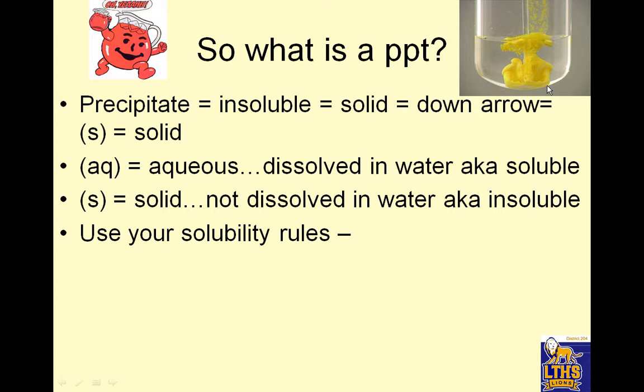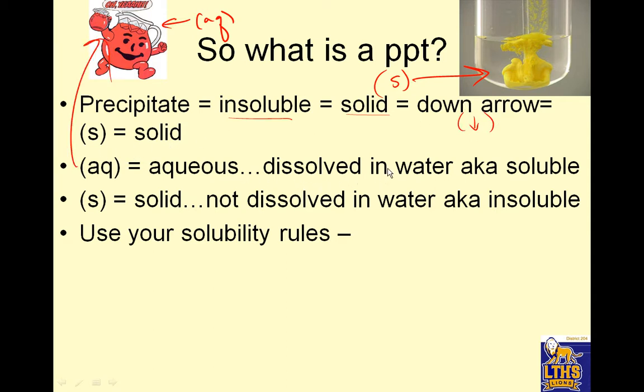Okay, a precipitate. What's a precipitate? This is where double replacements come into action. This is AQ, dissolved. This is solid. That yellow stuff is solid. So solid is a precipitate. It's insoluble. It's solid. You can put a down arrow or S for solid.